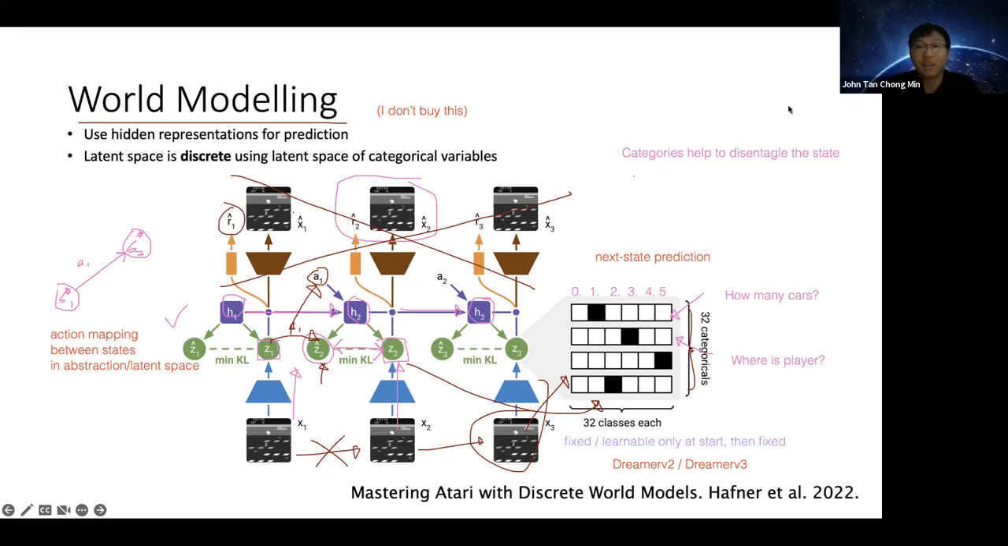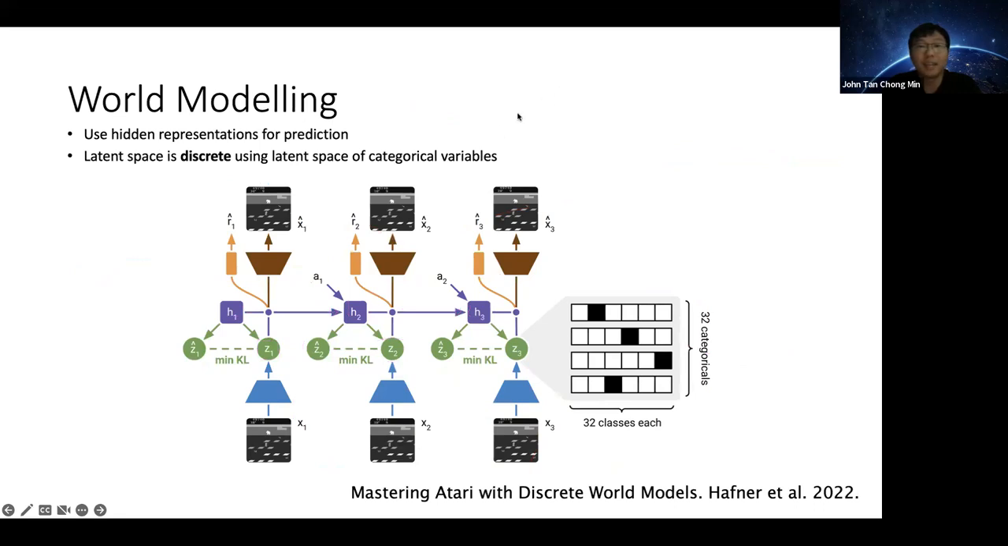So I only buy half this architecture. Basically, I don't buy this part here, but the rest, I think it's okay. This part of how we predict the next state: perhaps what we do is, instead of predicting the next latent space, we predict the next action. My hypothesis is that just predicting the next action is something like transformer next token prediction. You can already learn the embedding space of the tokens.